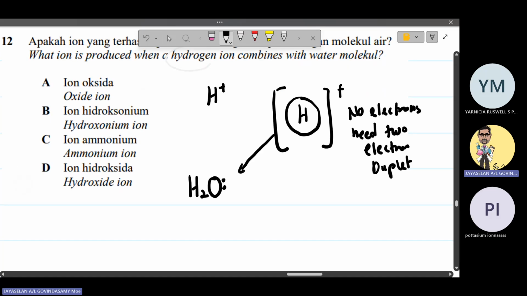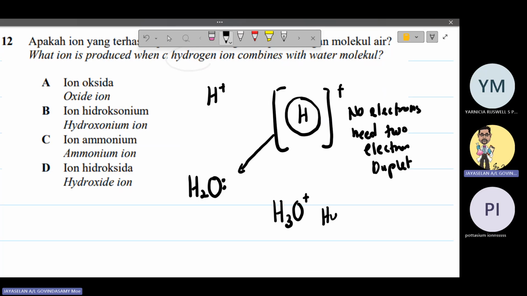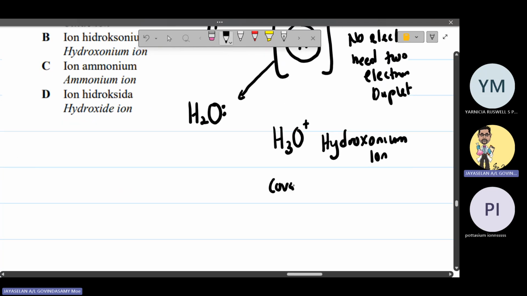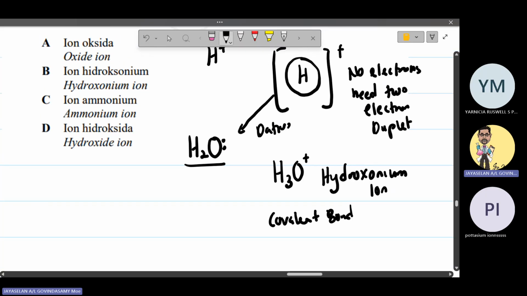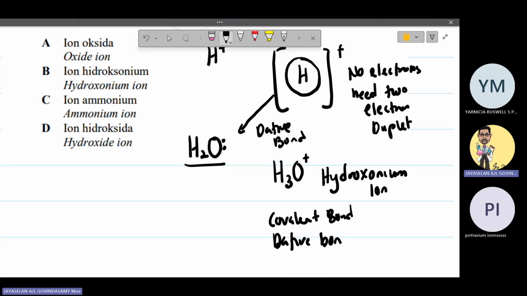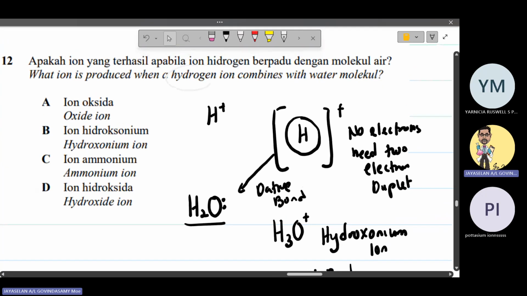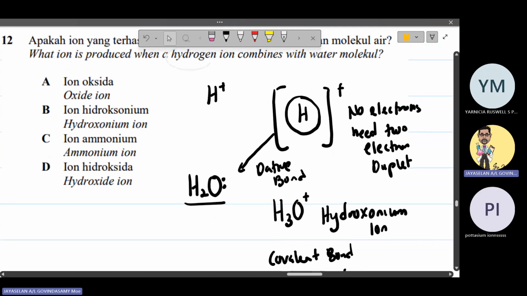What will happen? The hydrogen will take the extra 2, so it will form H3O positive. What is the name of this ion? We call it hydroxonium ion. In hydroxonium ion, we have covalent bond. When the hydrogen ion joins, it joins through what bonding? Dative bond. So we have one more bond, we call dative bonding. So what is the name of the ion produced when hydrogen ion combines with water molecule? It should be hydroxonium ion.